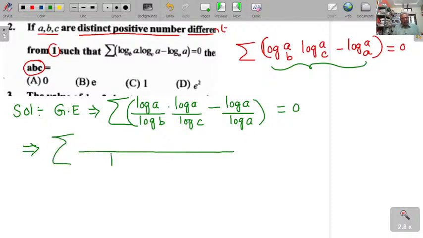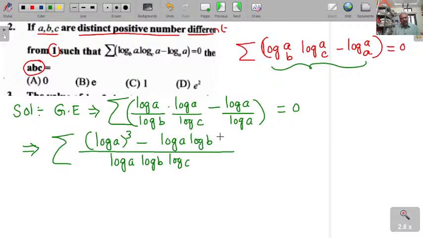Here obviously the LCM will be log a, log b, log c. So now log B, log C cancel. Log A into log A into log A, that will be log A whole cube. Am I correct? Minus log A cancel. Log A into log B into log C, log A into log B into log C. So is equal to 0.